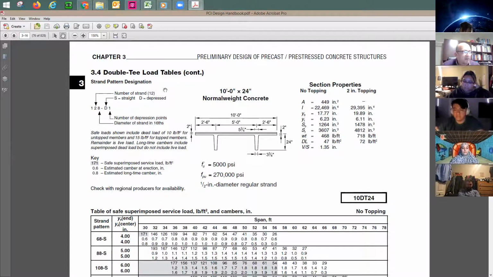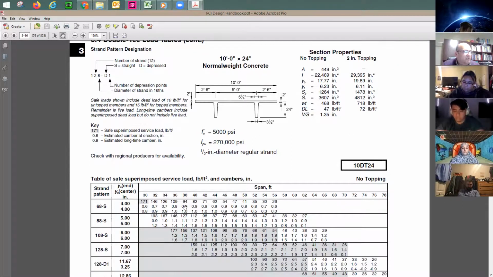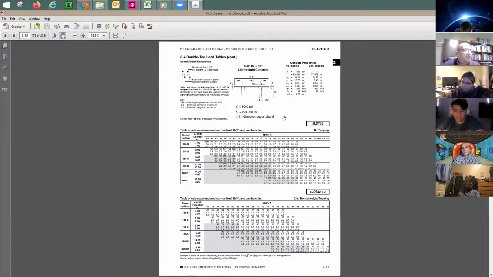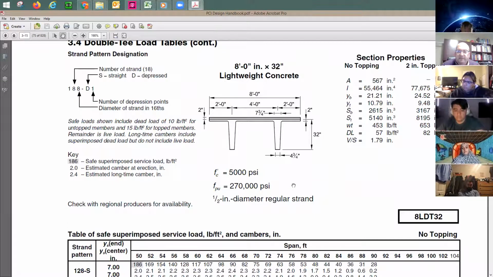And as you see here, it says load table, and it shows you how many strands. Out of this, you can figure out how many strands and the depth of the strands. And then you also have design properties. So you have here 24 inches. We call this 10 feet by 24 inches normal weight concrete. Look at this, 8 feet by 32. So you have different sizes.